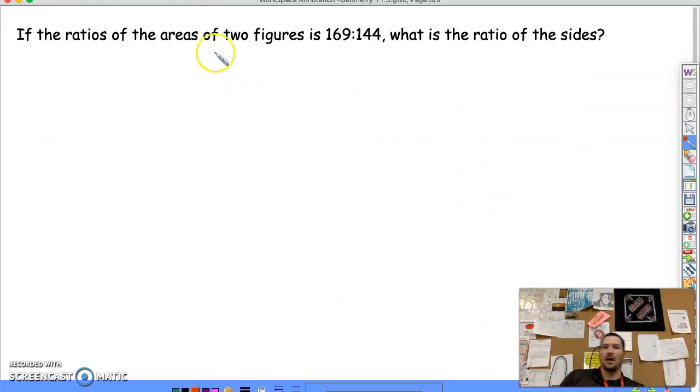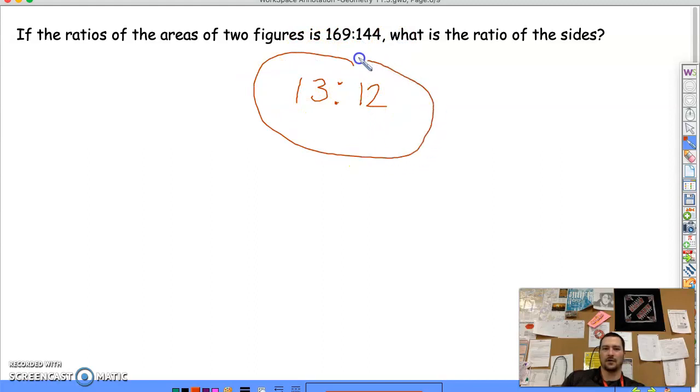Interesting. Okay. The ratio of the areas is 169 to 144. What's the ratio of the sides? So we'd be going backwards. If we take the square root, we're going to get 13 to 12. So if that's the ratio of the areas, the ratio of the sides is 13 to 12. It's the square root.